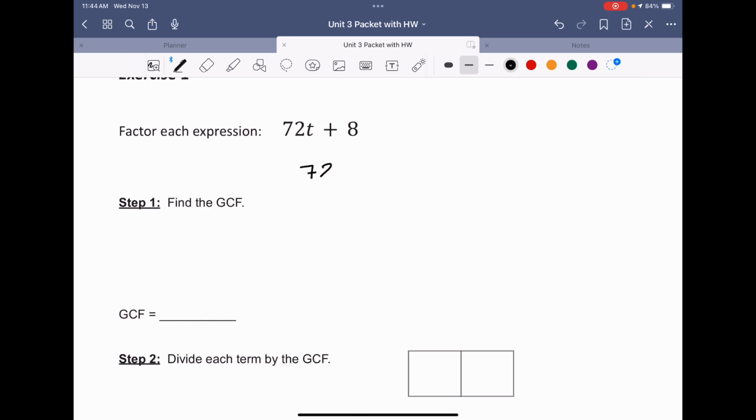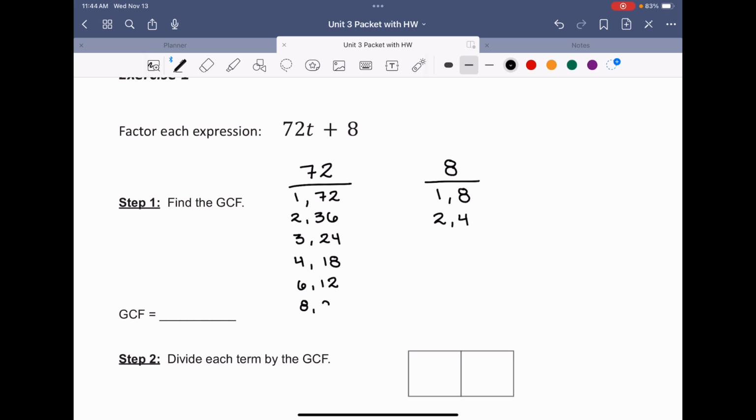So I'm going to list all of my factors first. So it's 72 and 8. My recommendation, list the factors for the smaller one first. It'll just kind of help you see what might go together. So we've got 1 and 72, 2 and 36, 3 and 24, 4 and 18, 6 and 12, and 8 times 9.